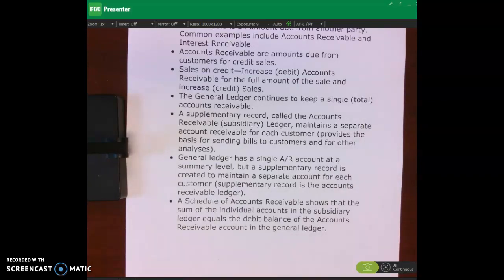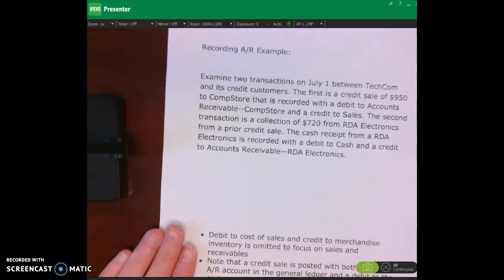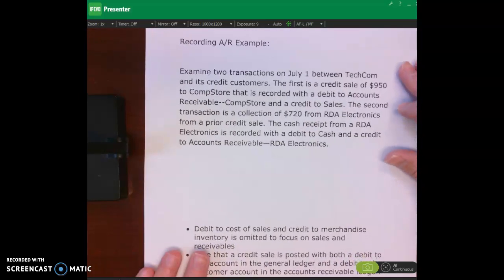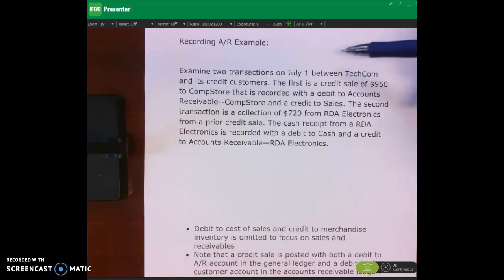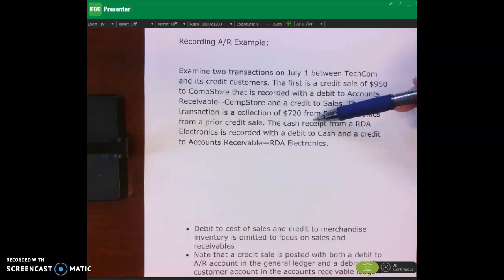All right, so let's go on to page 168. We look at this example. It says, let's look at two transactions on July 1st between TechCom and its credit customers. The first is a credit sale of $950 to ComStore. And the way that we do that is a credit sale: we debit accounts receivable and then we credit sales. The second one is when one of our customers, RDA Electronics, pays us.